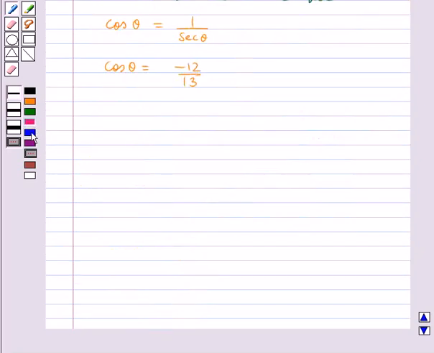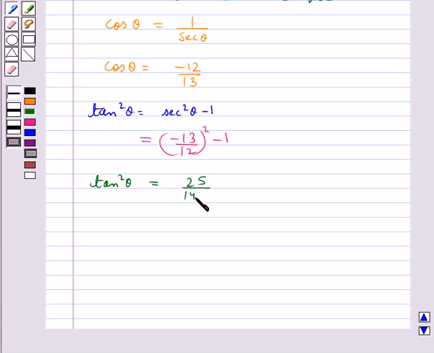And we know that tan square theta is equal to sec square theta minus 1. This is equal to (minus 13 upon 12) the whole square minus 1. So from here we get tan square theta is equal to 25 upon 144. Hence we have tan theta is equal to plus minus 5 upon 12. Now since theta is in the second quadrant, we will take the negative value of tan theta. So we get tan theta is equal to minus 5 upon 12.